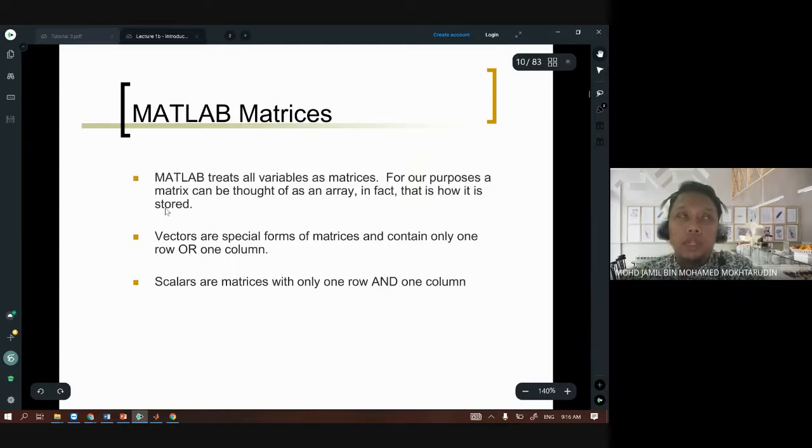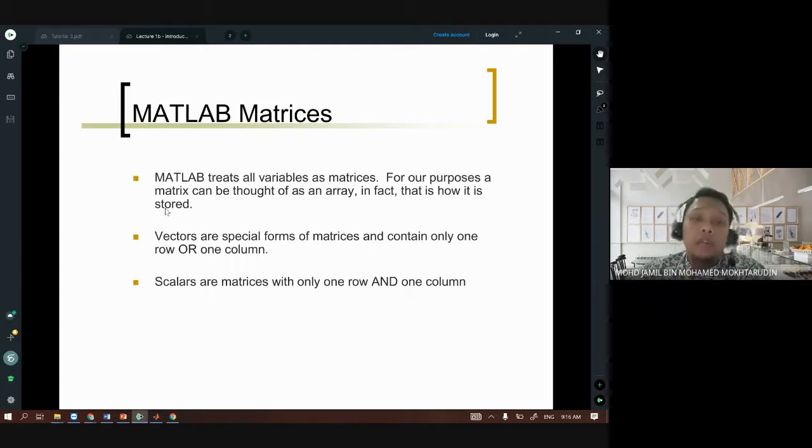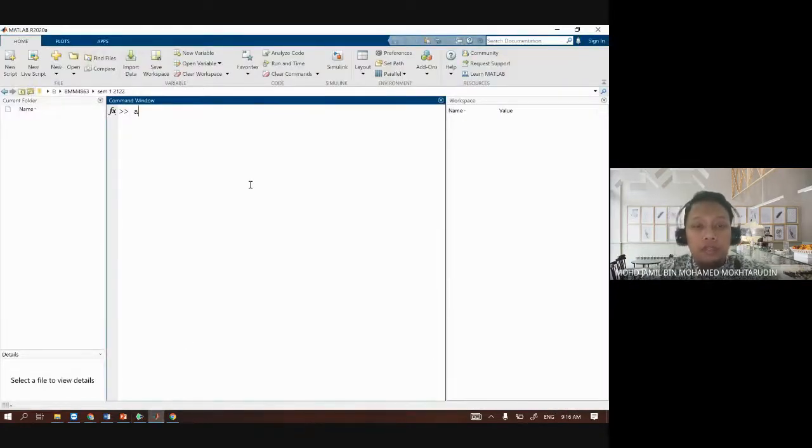If you still remember C programming from before, we learned about arrays at the very end of the course, which was not very deep, just very brief. But in MATLAB, it treats all variables as arrays. So for example, let's say I define A equals 1 and B equals 2.